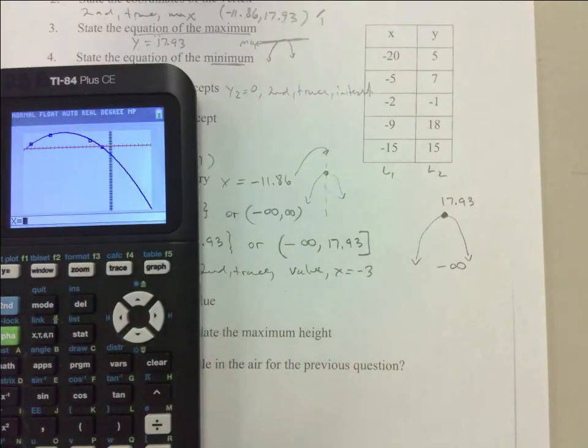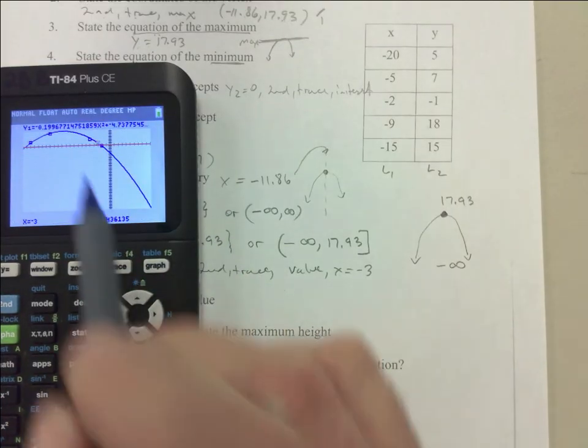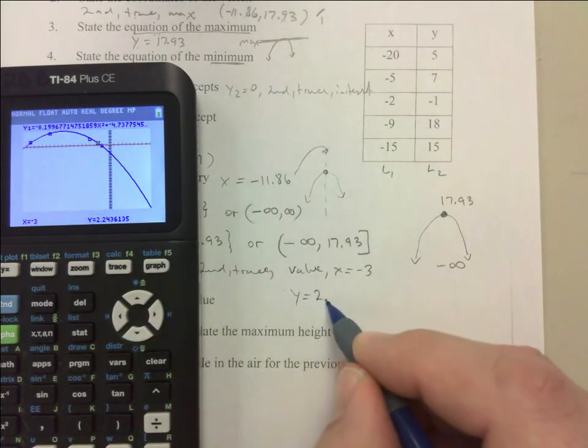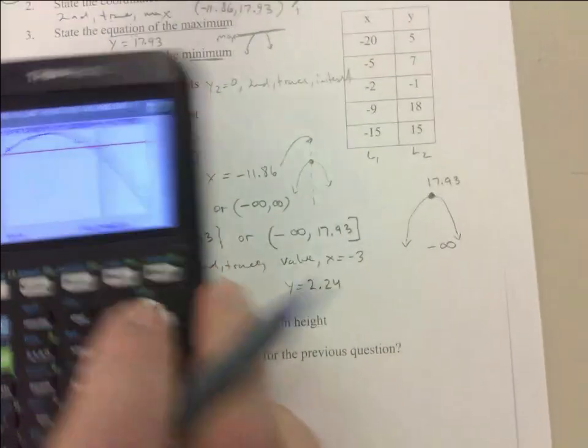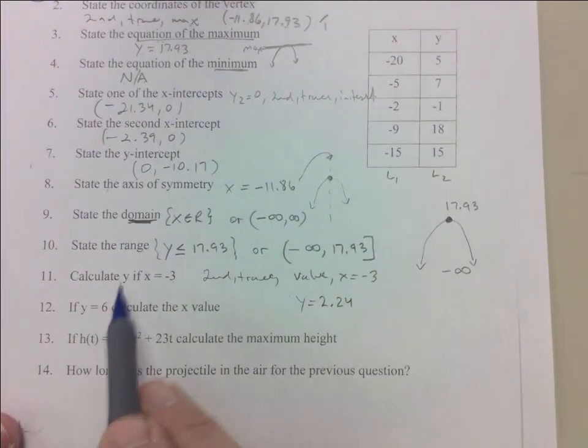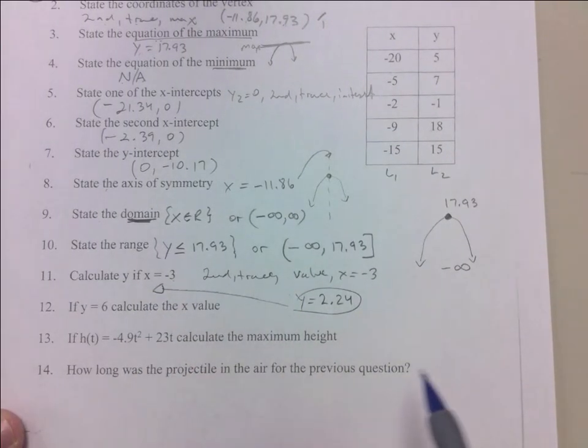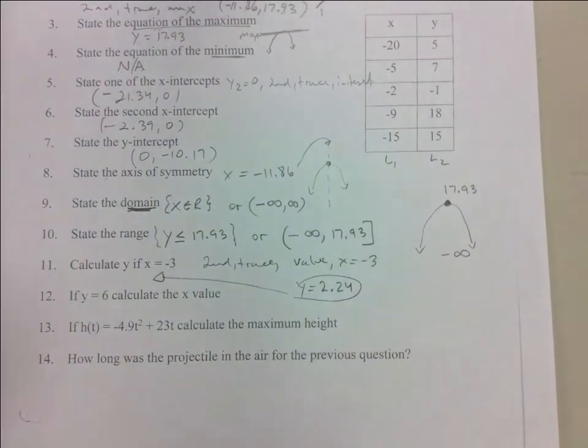Second trace value, negative 3. And it says that it's 2.24. Is 2.24 the answer? This is for that section right there. If y is equal to 6, calculate the x value.